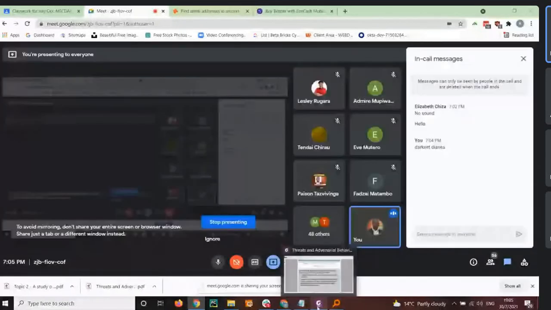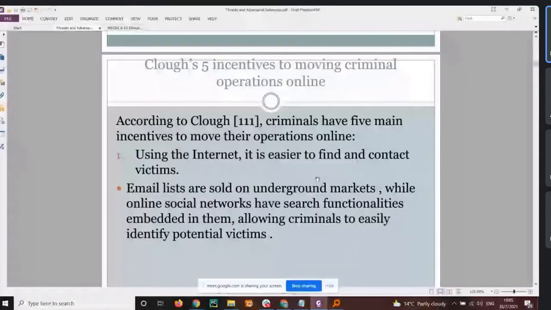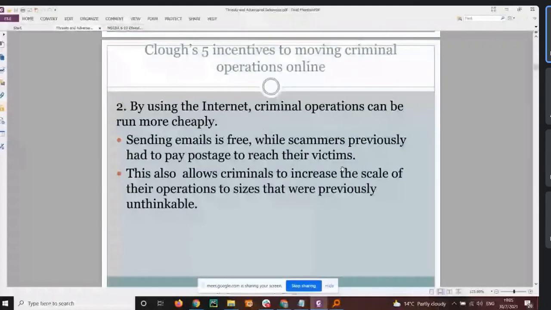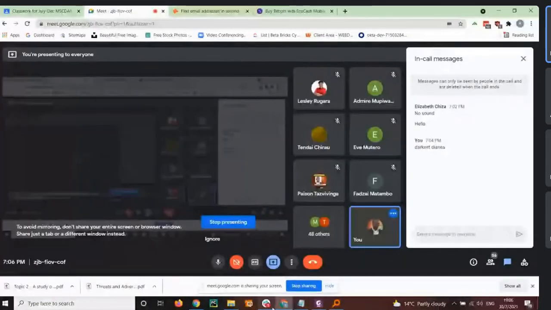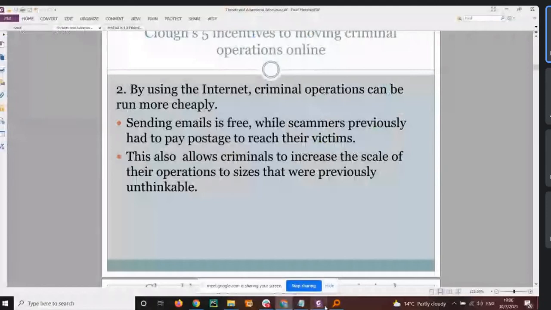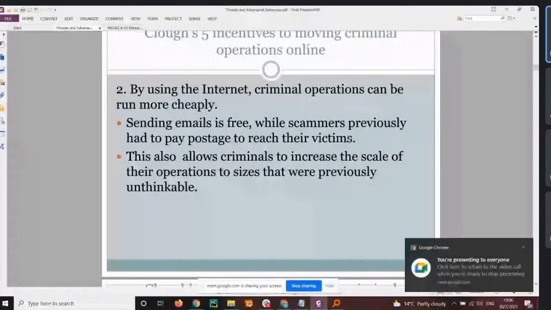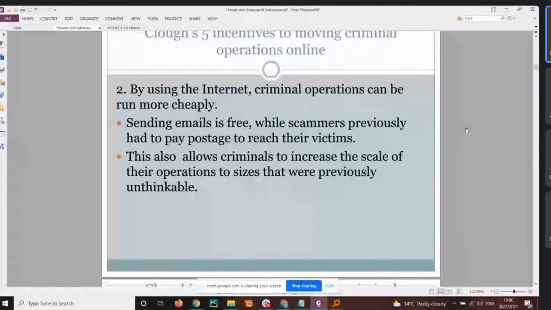So the first one was, using the internet, it is easier to find and to contact victims. The second one was, by using the internet, criminal operations can be run more cheaply. Maybe just one or two guesses, what criminal operations can be run more cheaply by using the internet? Any thoughts from anyone? Any thoughts on a crime or a criminal operation that becomes cheaper if you do it using the internet?